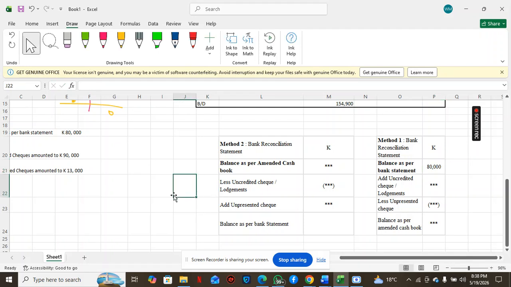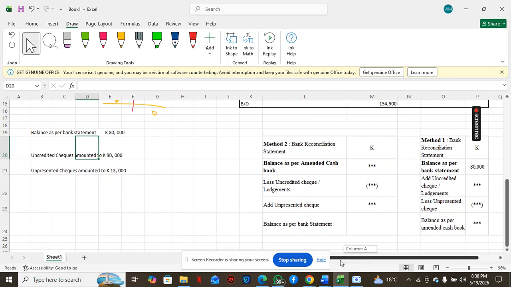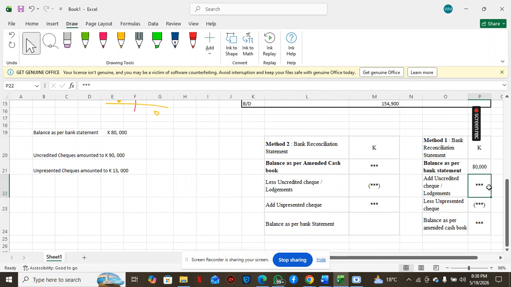After you put in the balance as per bank statement, then you add any uncredited checks, meaning checks which the business received and the bank wasn't aware of. So uncredited checks, we're going to add them. That's why I've left it as a positive value, because uncredited checks, all lodgements, is money coming in. That's why we will need to add the uncredited checks.